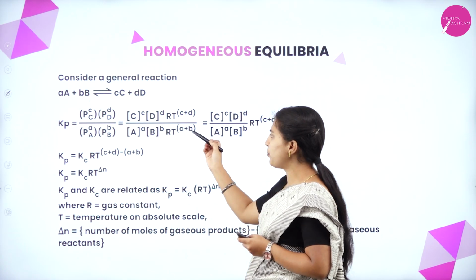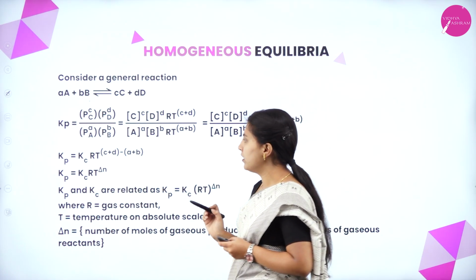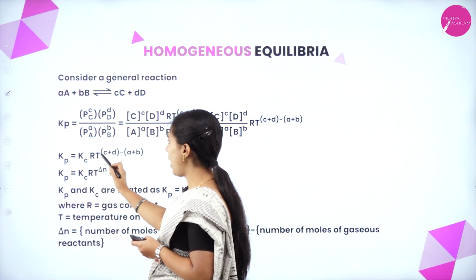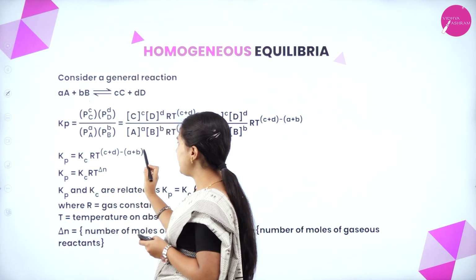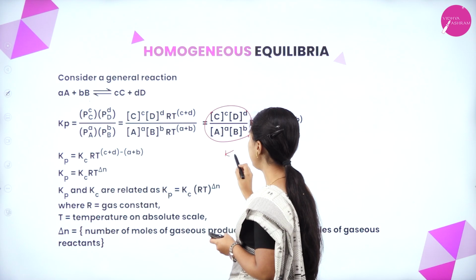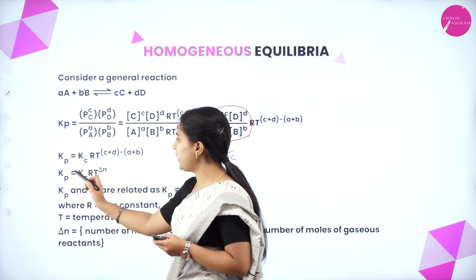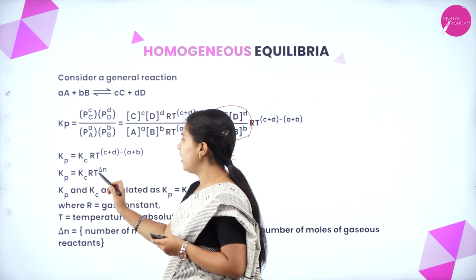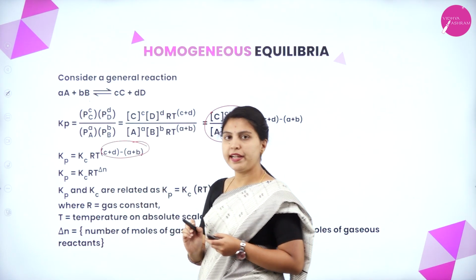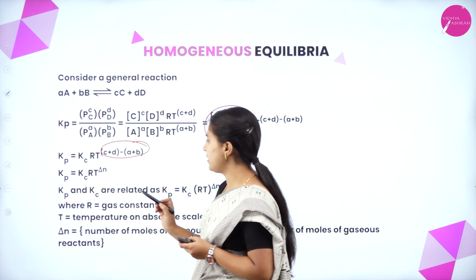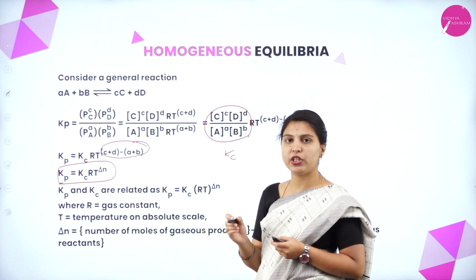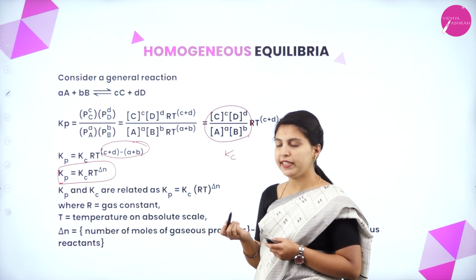At that time, what will happen? This positive sign will become negative. See here, the equilibrium constant at partial pressure, that is Kp, equals Kc into RT to the power (c plus d) minus (a plus b). This whole thing is represented as Kc. So Kp equals Kc (RT) to the power of the number of moles. These are all numbers of moles, right? So delta n is the difference in number of moles. This is the expression which shows the relationship between Kp and Kc.